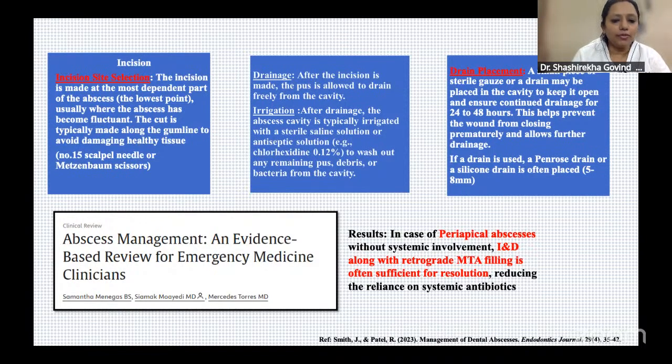So that's how you have to do. And there is evidence that in case of periapical abscess without systemic involvement, the intracanal treatment along with the retrograde MTA filling is often sufficient for resolution, reducing the reliance on systemic antibiotics. So if there is no systemic involvement, no antibiotics are needed until and unless there is fever. According to the American Association of Endodontists, they have some guidelines on when to give antibiotics.